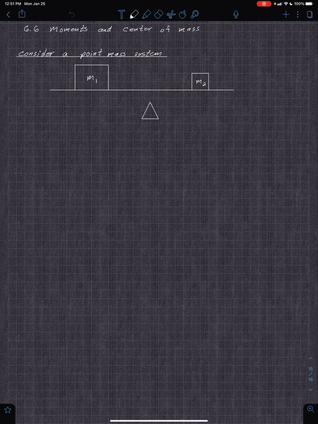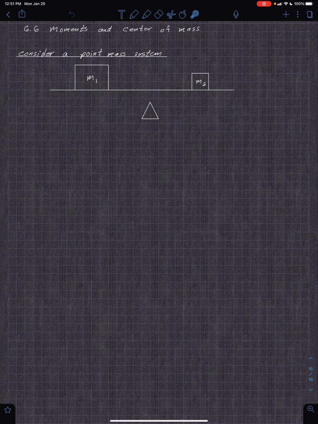6.6 is on moments and center of mass, and we'll define what that is. If you've done physics, then you've seen this sort of thing before, talking about center of mass and how to calculate it. But we'll go through how to set it up.